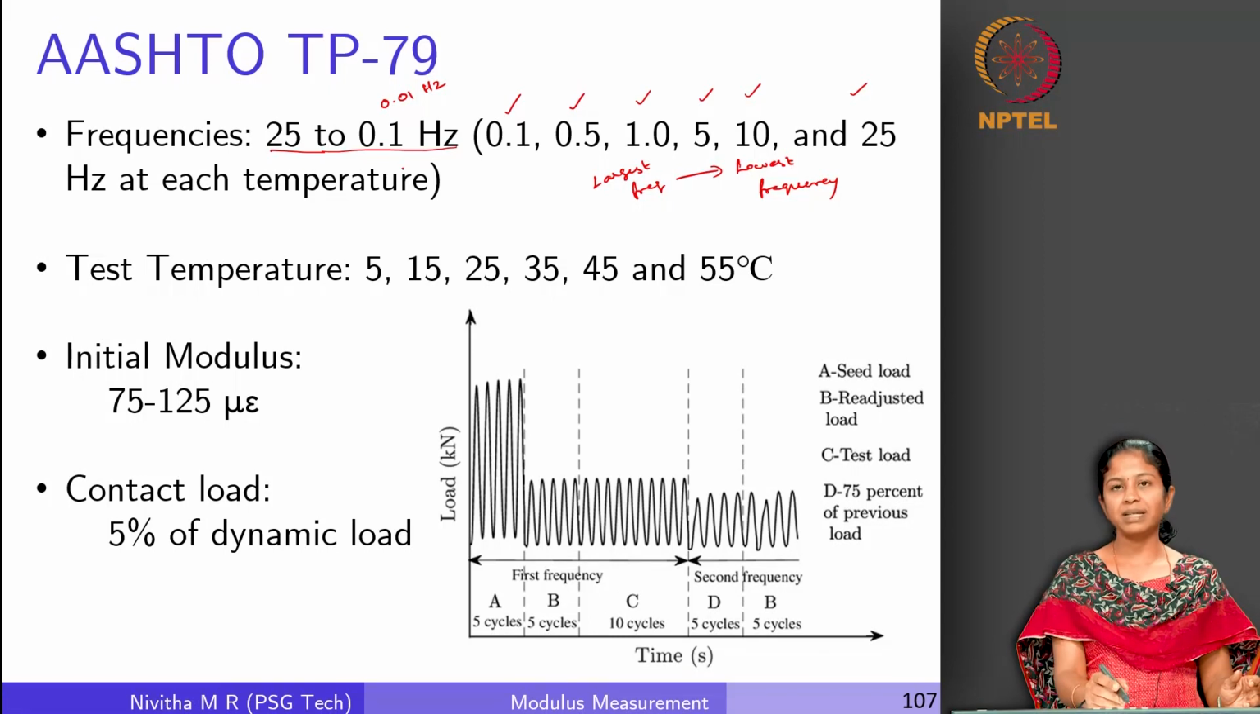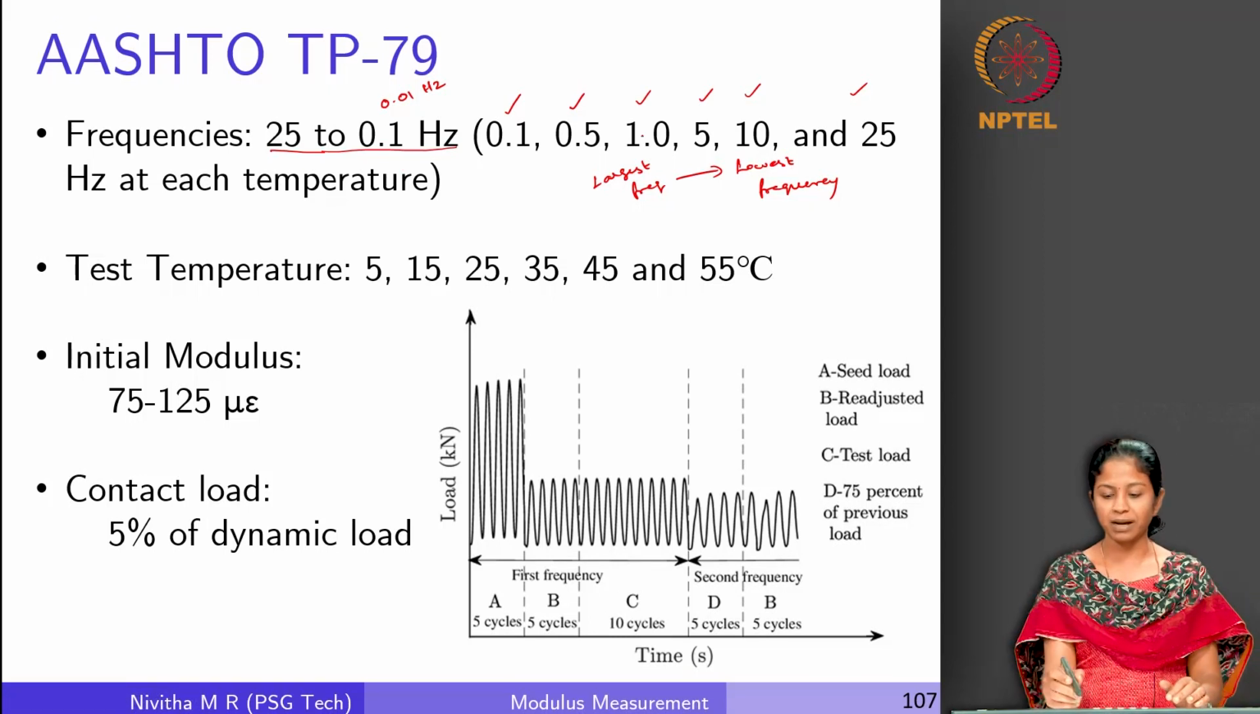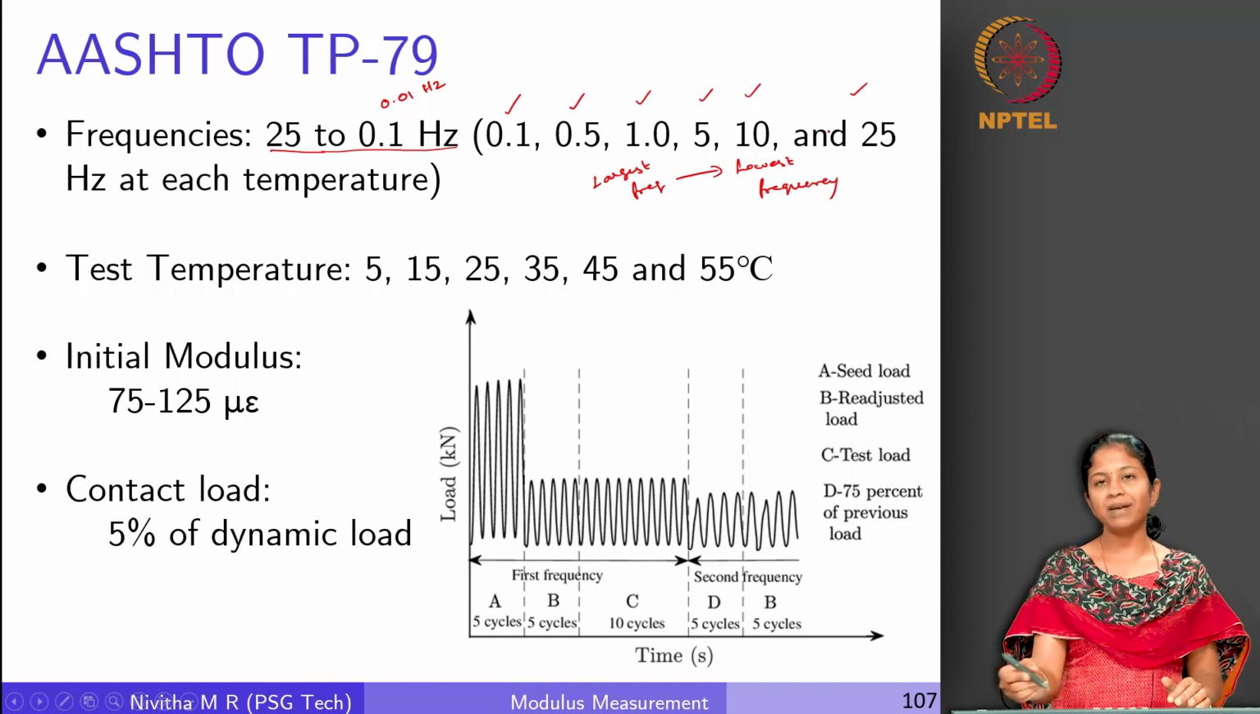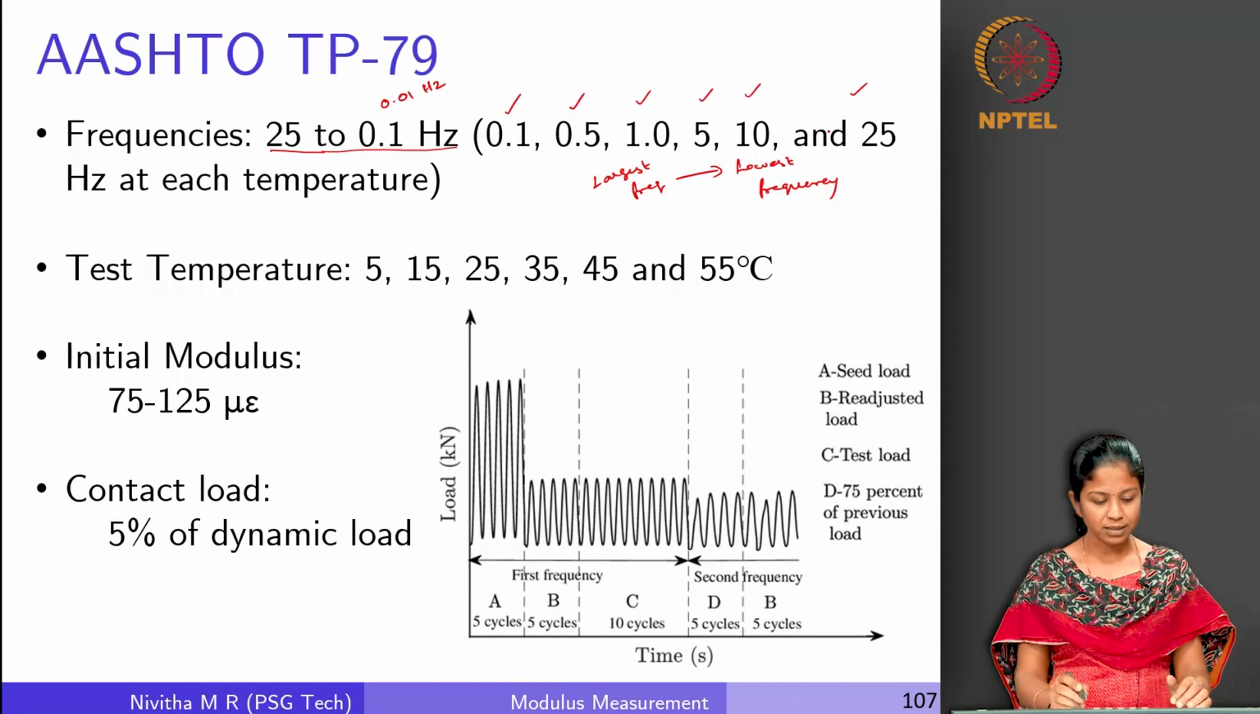So always start from the largest and go to the lowest frequency. In this frequency range we can have n number of frequencies. It is not that we have to use only these frequencies mentioned here. These are only given as indicative values. We can have any intermediate values in this range and carry out the test at those frequencies. And what is the test temperature?